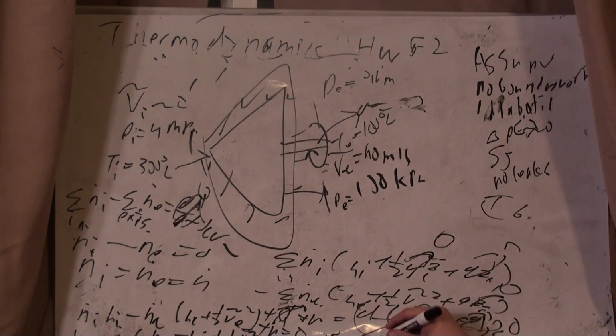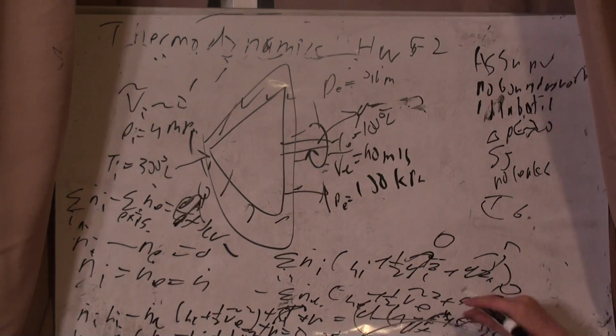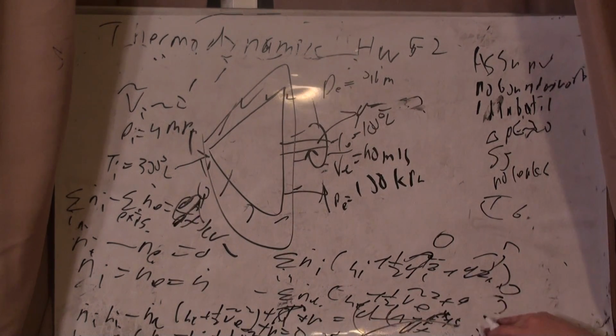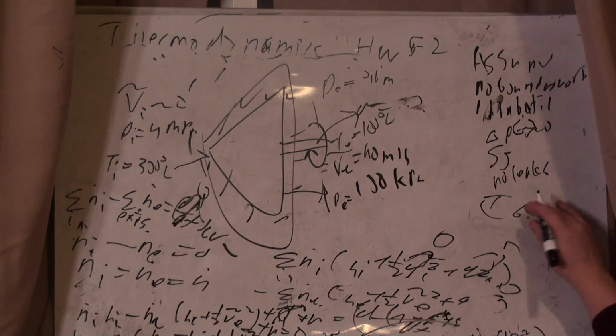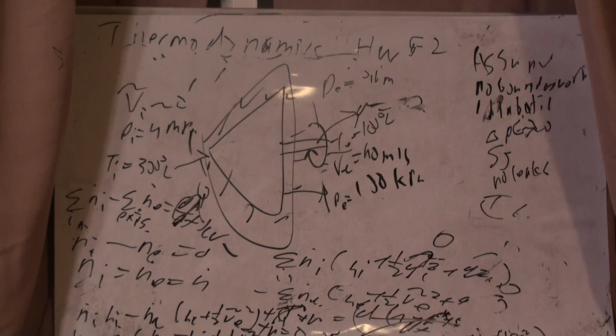Okay, times that guy, which is going to be the integral from T in to T exit of A plus BT plus D over T squared dt, plus 1/2 v squiggly squared e. Okay, I integrate that. So I know everything except for work.